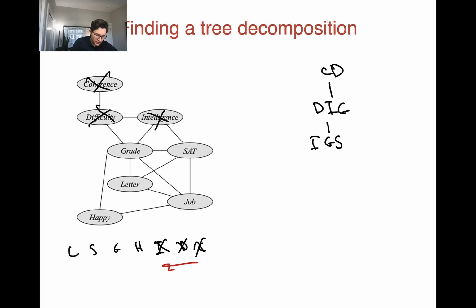H is next. H goes to G and J. Let's draw this down here, H, G, J. Since it doesn't share any variables, do we need to draw any fill-ins? H, G, J, no we don't. G is next. We get G, S, L, J.